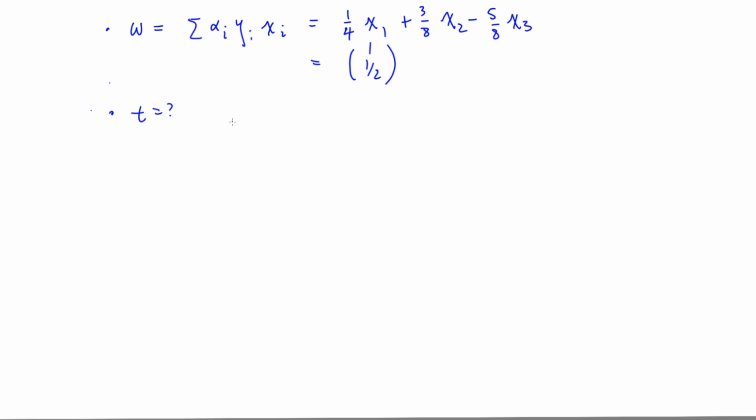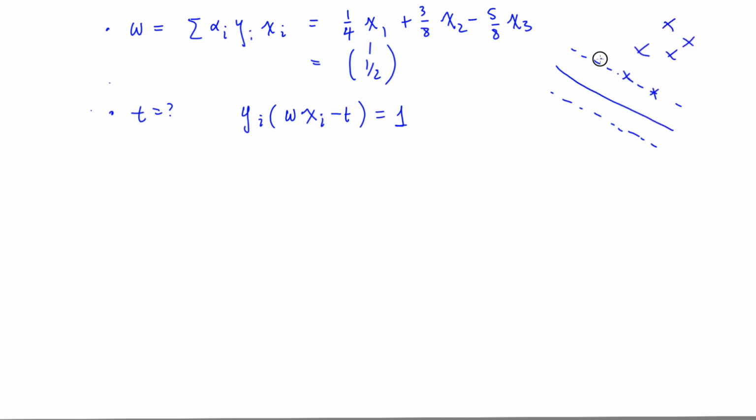Okay, then to compute t, how do we compute t? Well, we can compute t from any support vector because yi times (w xi minus t) is equal to 1. These are all support vectors. So let me just draw the picture again. In general, only the points on these lines, on these hyperplanes, are going to have alpha i not equal to 0. Everything else will have alpha i equal to 0. So in other words, w transpose xi for any of these points on the margin will be exactly equal to 1. So we can retrieve t by just solving this equation.